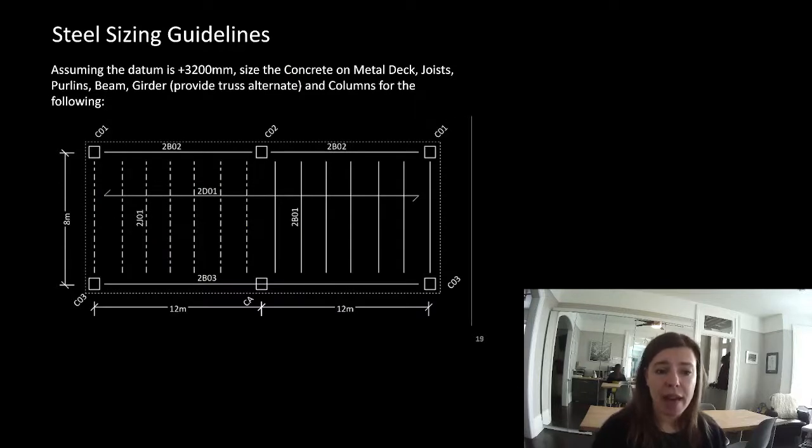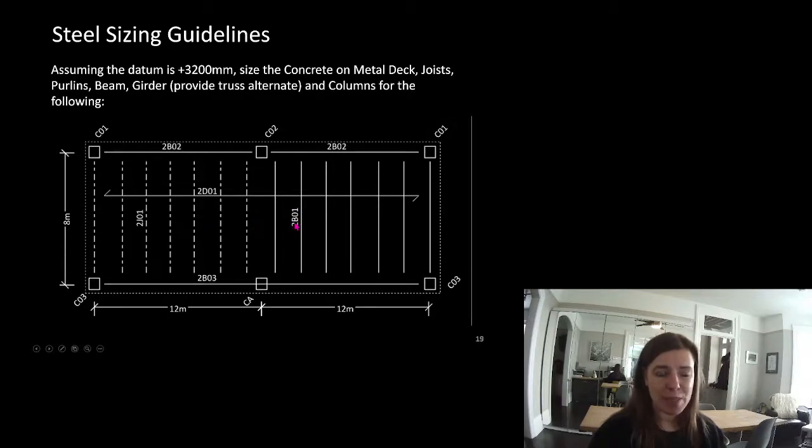All right, let's look at a couple quick examples here. Assuming the datum is 3.2, or 3,200 millimeters, size the concrete on metal deck and the joists. So which ones are the joists? Look at these funny dashed lines, and this says 2J01. J probably means joist. The purlins, there's nothing that has a P in here, but look at these joists switch to this. They're doing the exact same job as the open web steel joist, and they're called 2B01.